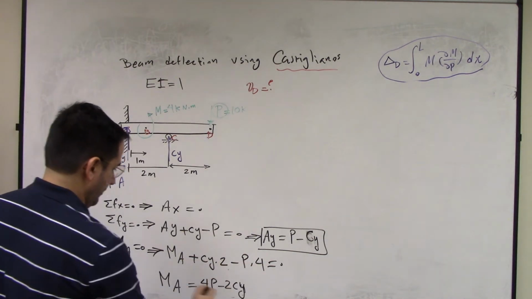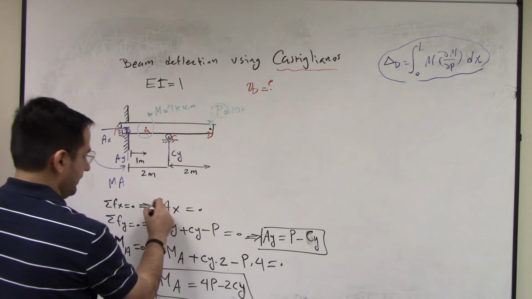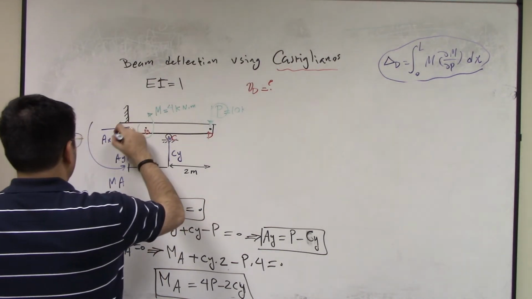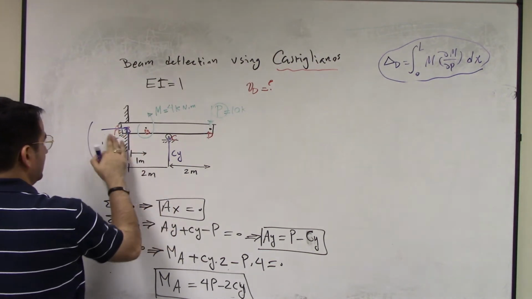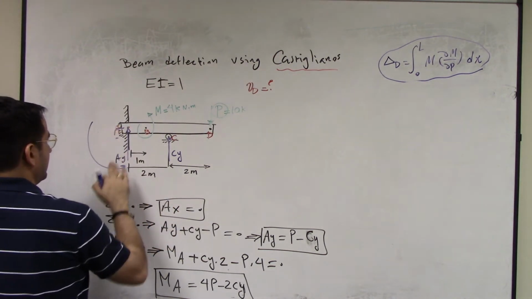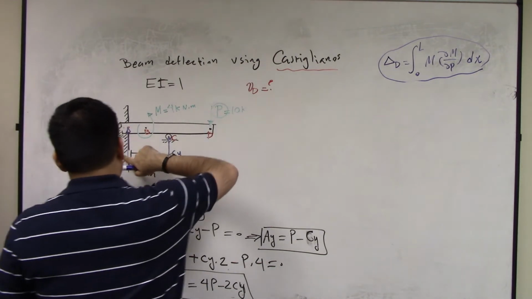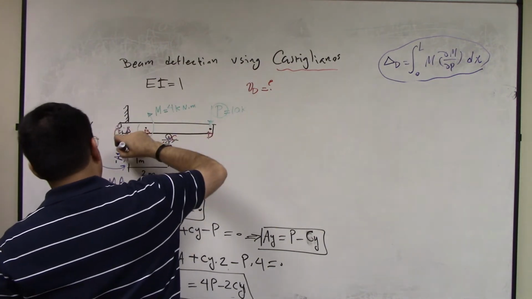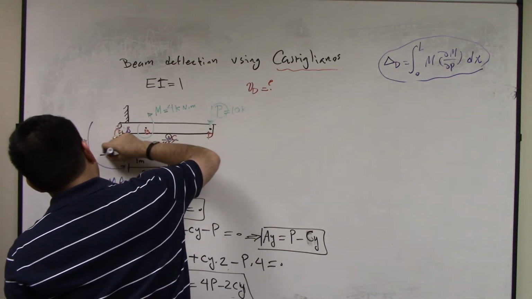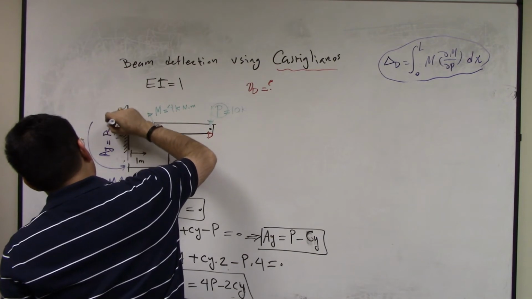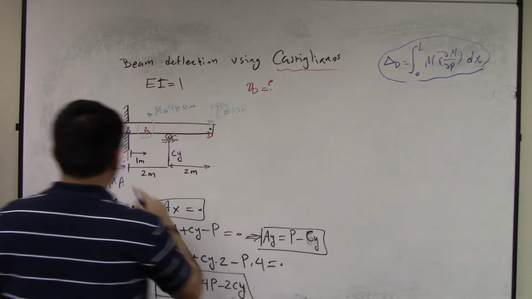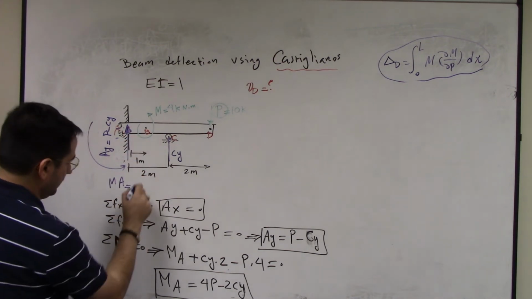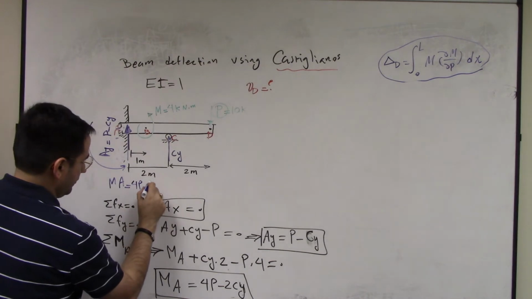4P minus 2CY. So this is MA, and this is AX. All I do, I'll just write it. AX is equal to 0. I'll just remove it because there is no force here. Now AY is equal to P minus CY. Let's write it like this. AY is equal to P minus CY. And this is AY here. And MA is equal to 4P minus 2CY.